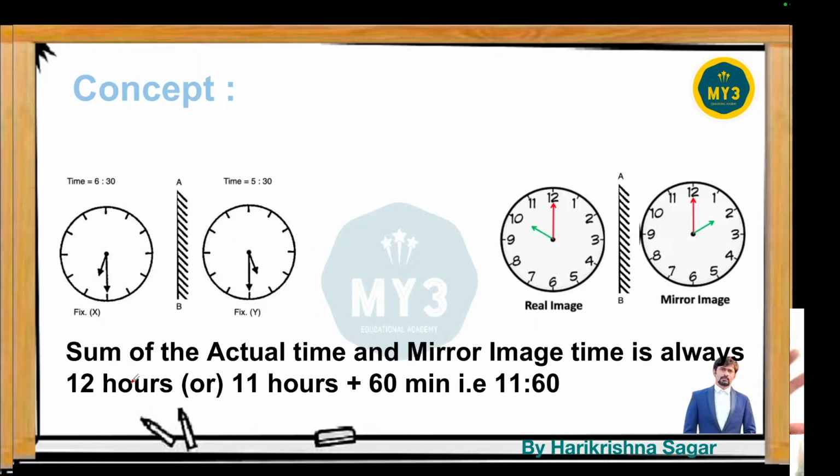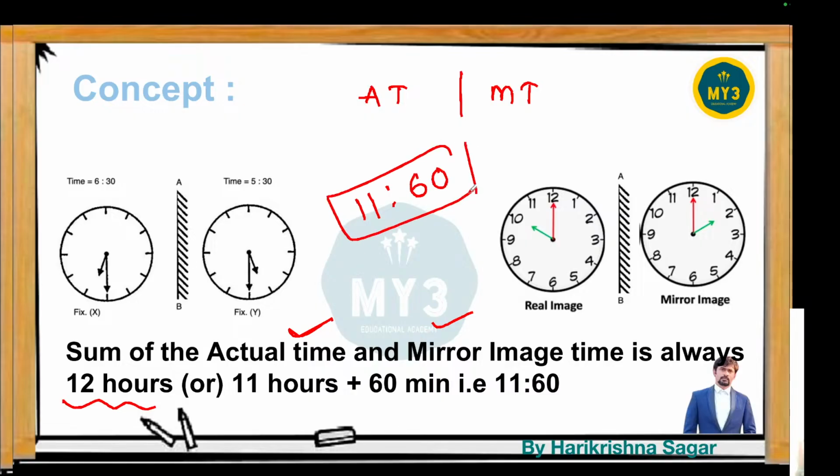So the next type of question is sometimes they are asking the mirror image. So actual time they are giving and they are asking the mirror image time. So do remember this point, actual time plus mirror image time, the sum is always going to be 12 hours. So we can also write this as 11 hours 60 minutes. So for example, they are asking if the actual time is 6:30, what is the mirror image time? So 6:30 means this is a position, mirror image time will be like this. So 5:30 will be the value. And if you add up 6:30 and 5:30, you are going to get the value of 11:60. So always use this reference number while you are solving this type of question.